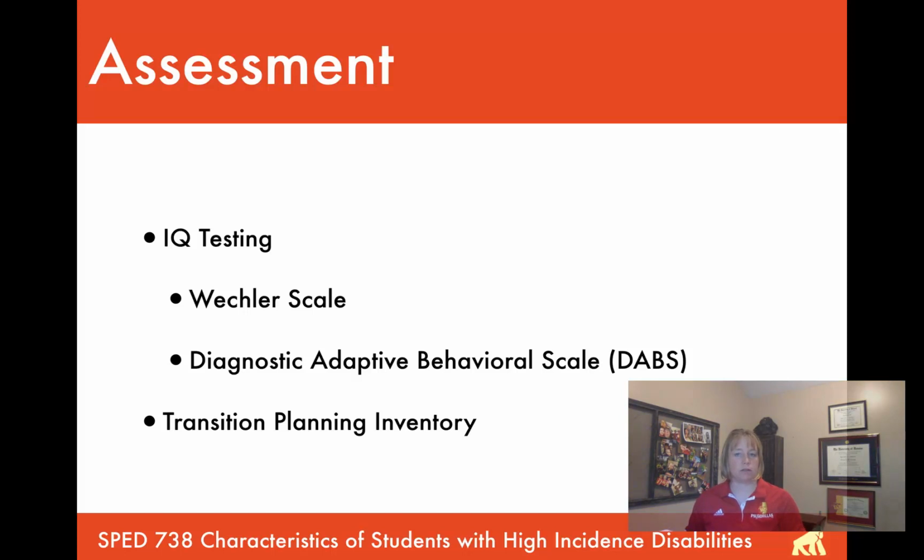Now, for example, Josie's going through a whole host of assessments right now because we're getting ready to do that developmental delay waiver. She's doing the Wechsler scale so they can give her an IQ score. And then we're looking at that Diagnostic Adaptive Behavioral Scale, the DABS, to look at those adaptive skills and identify the gaps.